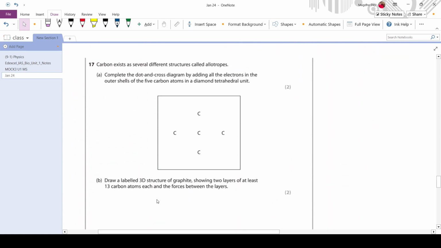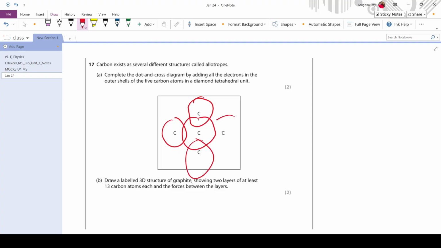Okay, the next one is number 17A. Complete the dot and cross diagram. What is the mistake here? This is very easy. Which part are you confused about? Tell me. This is very easy. Any issue? What is the issue here? I don't understand. Here you go.